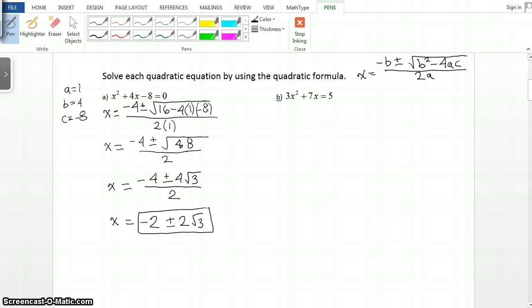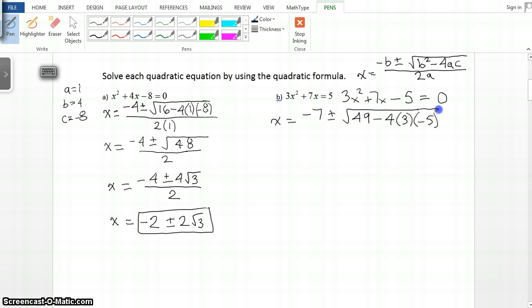Let's see what happens with part B. Now let's rewrite this one. To put it in standard form, I'll have 3x squared plus 7x. Bring my 5 over, it'll be a negative 5 equals 0. So you can see a is 3, b is 7, c is a negative 5. So let's look at the answers here, what they look like. Negative 7 is the opposite of b. Plus minus, b squared is 49. Minus 4 times a, which is 3, c is a negative 5. All of that is divided by 2 times a, which is 3.